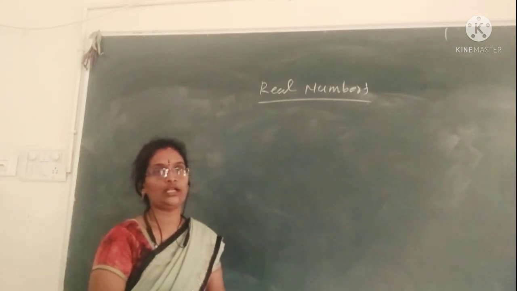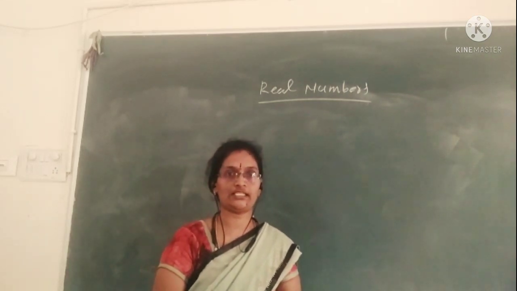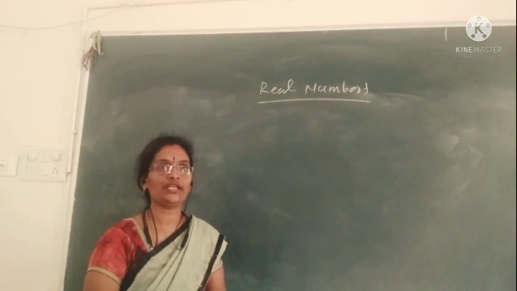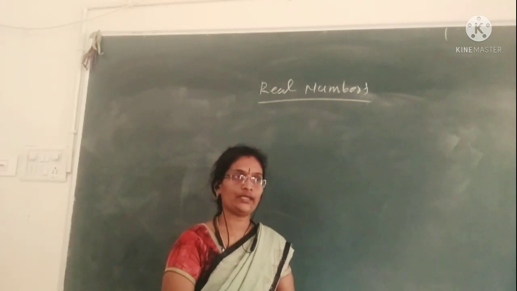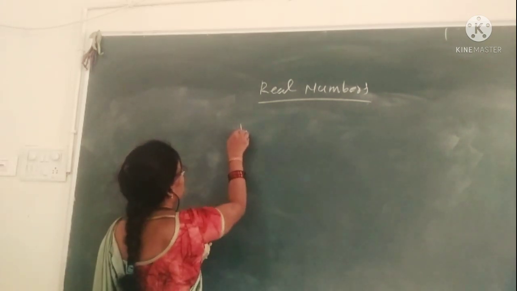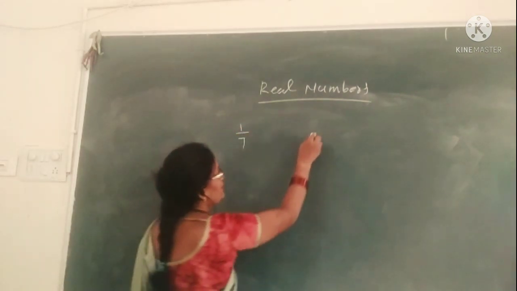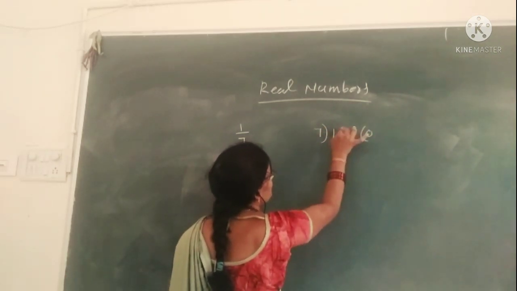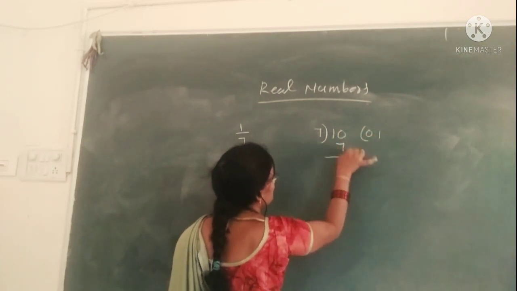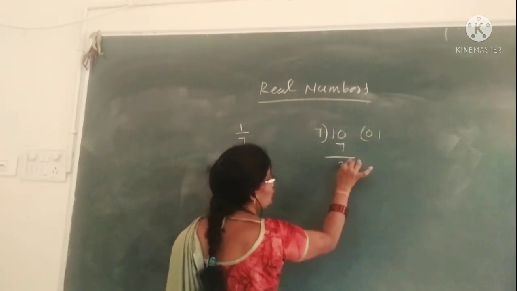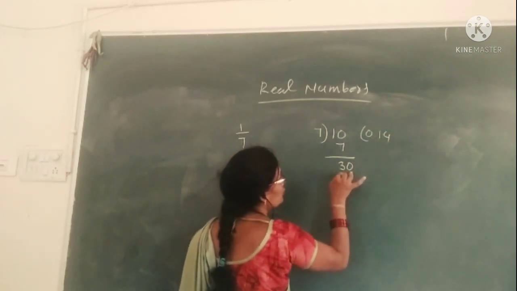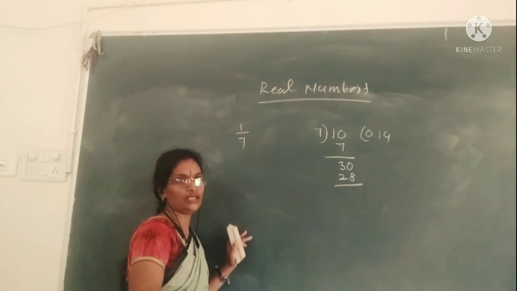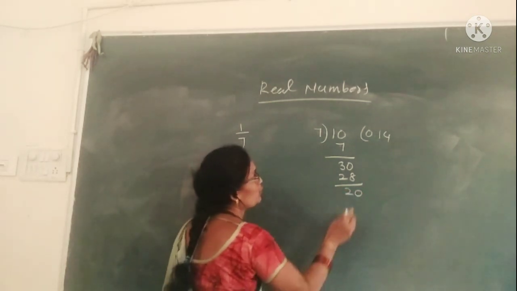Then we take a non-terminating recurring decimal. How do we find a non-terminating recurring decimal? Take one example, 1 by 7. We divide 1 by 7, putting 0.0. 7 ones are 7. Then we take a 3 and put a 0. 7 fours are 28. We subtract 30 minus 28, that means 2. Put a 0.